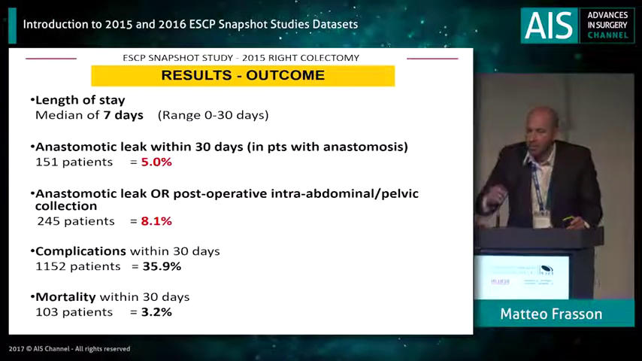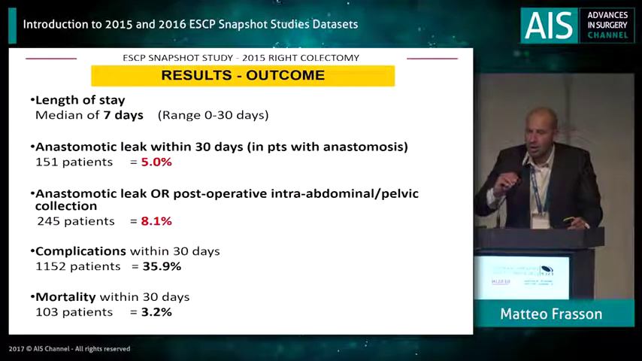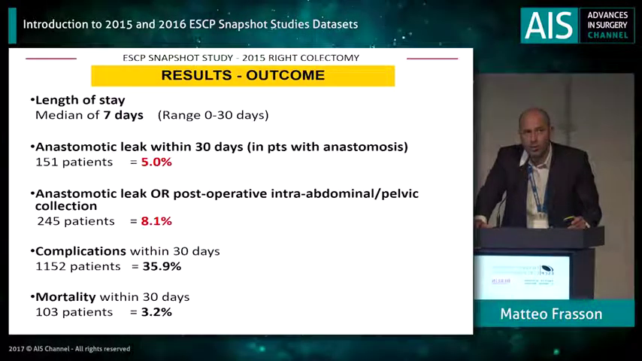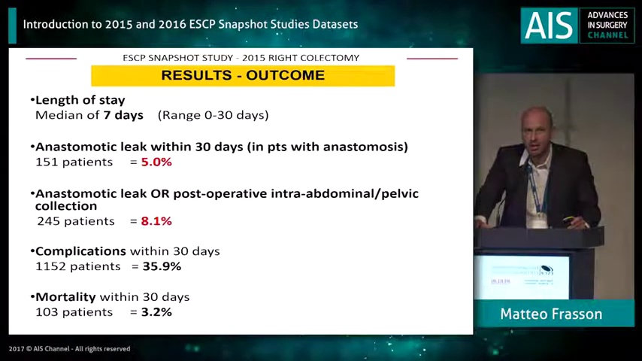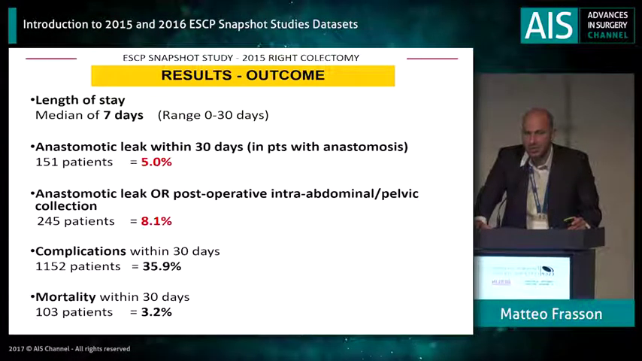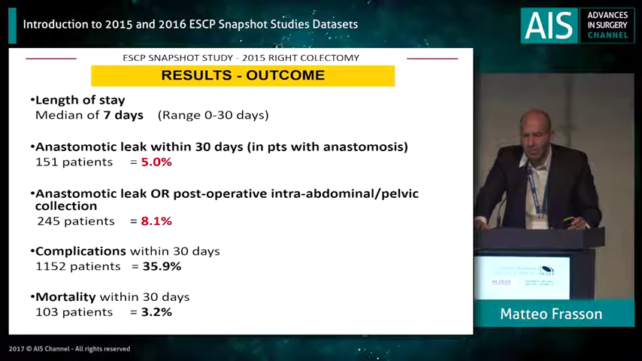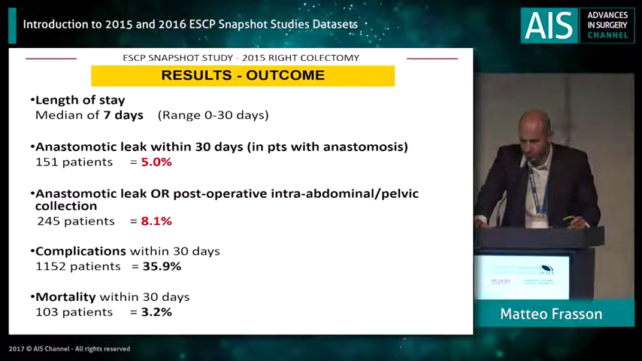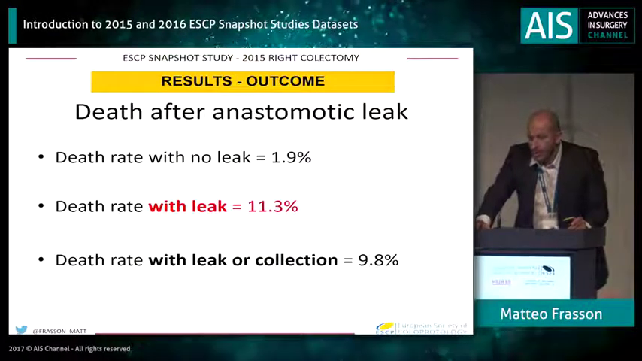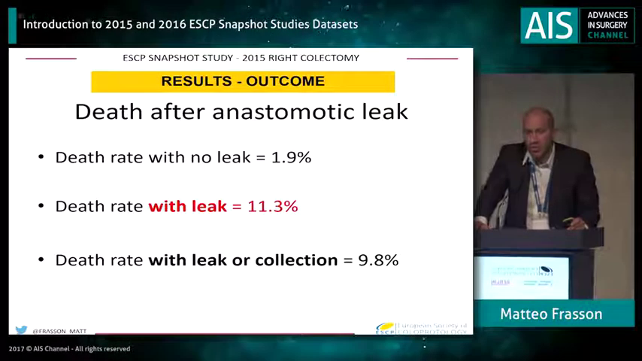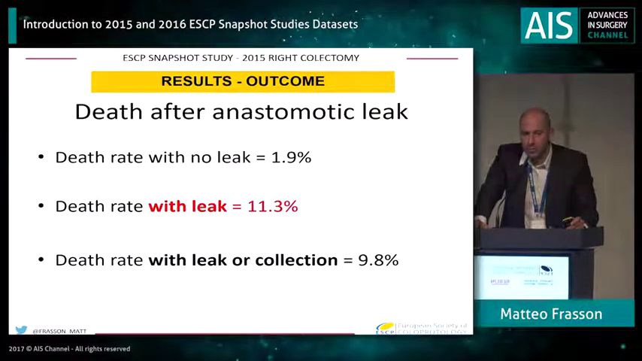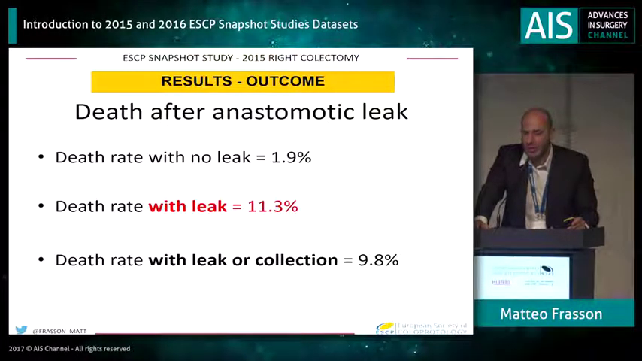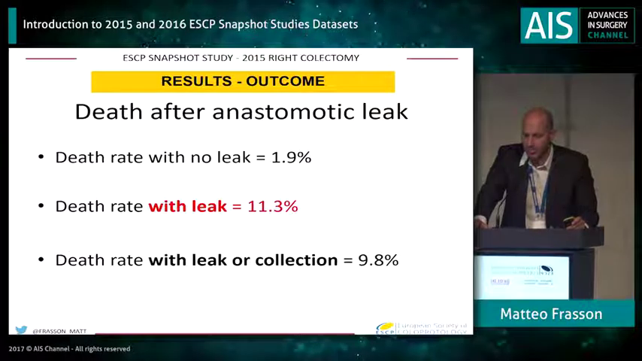More than 97% of the patients had a complete data set, and that's really important. These are the most important results. As you can see, we found out that anastomotic leak, also in right colectomy, which we think is an easy operation, is a major problem. More than 8% of the patients had anastomotic leak in our study. And why is this a problem? It's a problem because mortality is absolutely correlated with anastomotic leak. More than 10% of our patients with anastomotic leak will die from this complication.